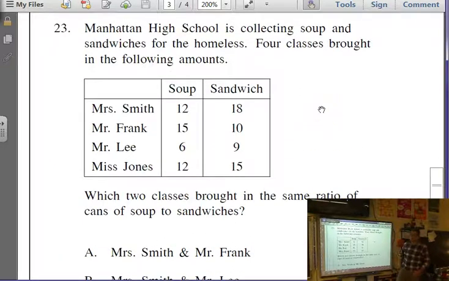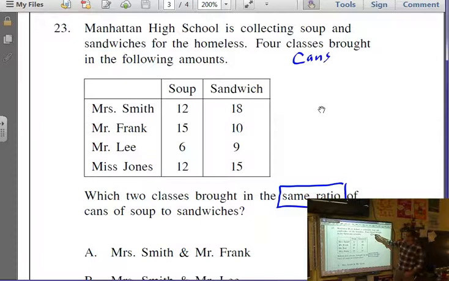At Manhattan High School, we are collecting soup and sandwiches for the homeless. 4 classes brought in these following amounts. Which 2 classes brought in the same ratio, not the same amounts, but the same ratio of cans to soup? So we want to compare cans over soup.